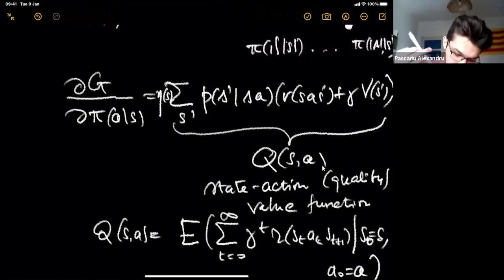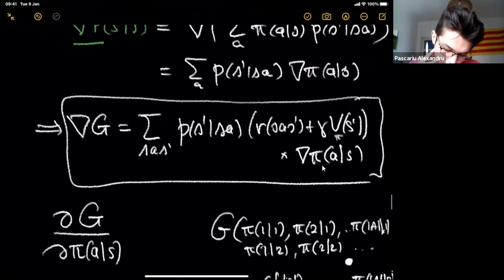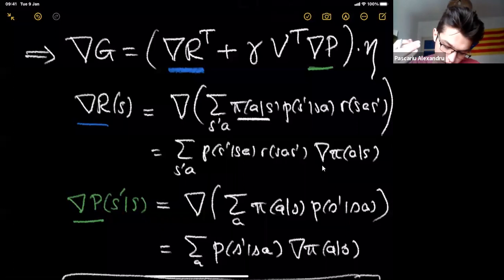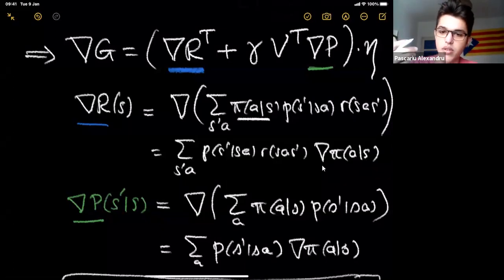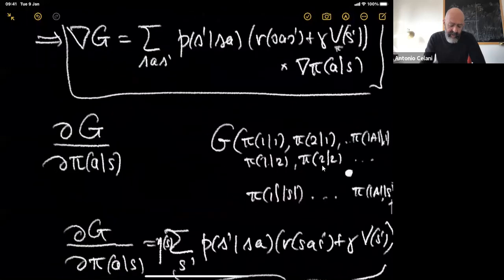Can I ask a question regarding one passage? Why did we lose the transpose of the V? At a certain point we wrote the gradient of R and the gradient of P, and when we wrote again the gradient of G, we wrote V of S prime, but we lost the transpose. Well, because that's just the component, okay?